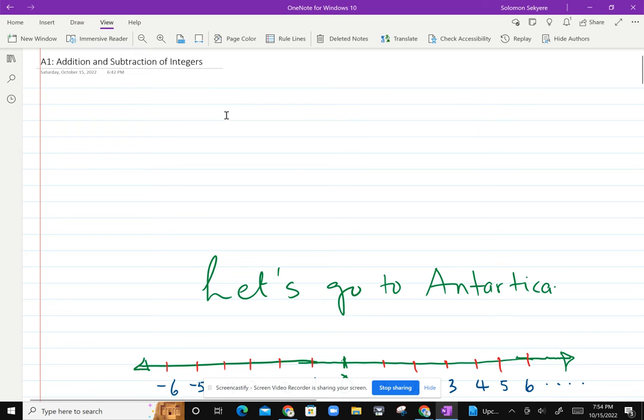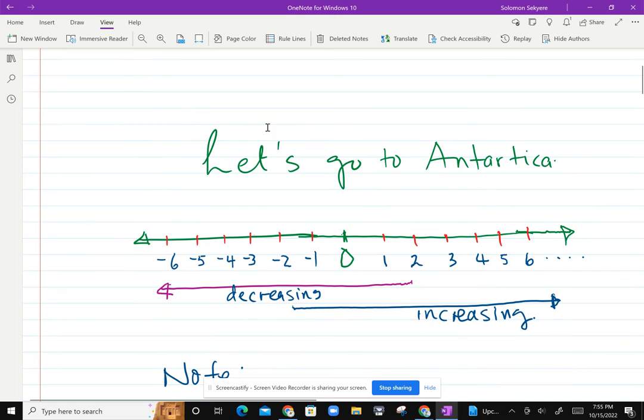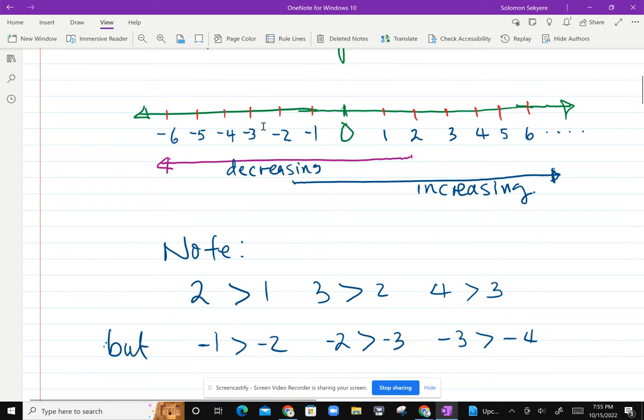Hello, let's tackle this simple but very important skill in math. We're going to do addition and subtraction of integers. So come on, let's go to Antarctica. Let's get our thermometer and take some temperatures.